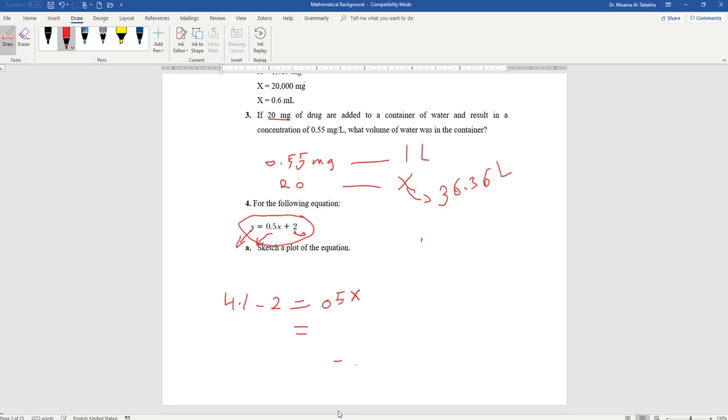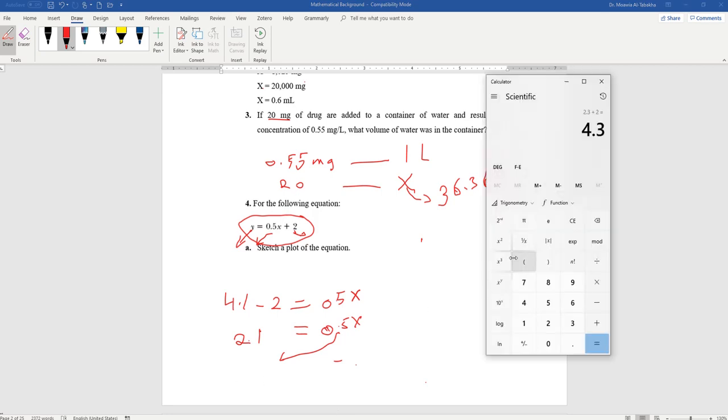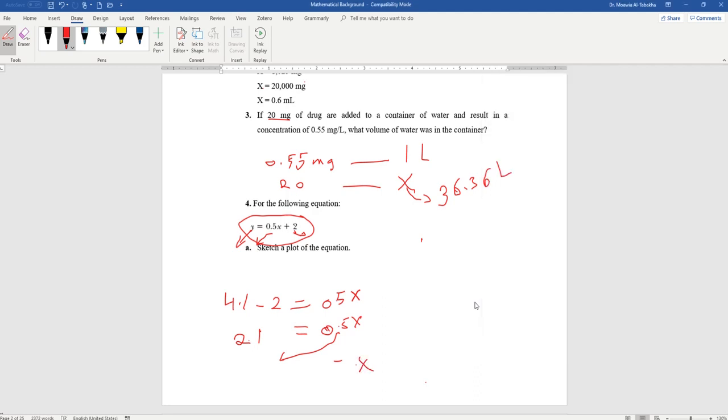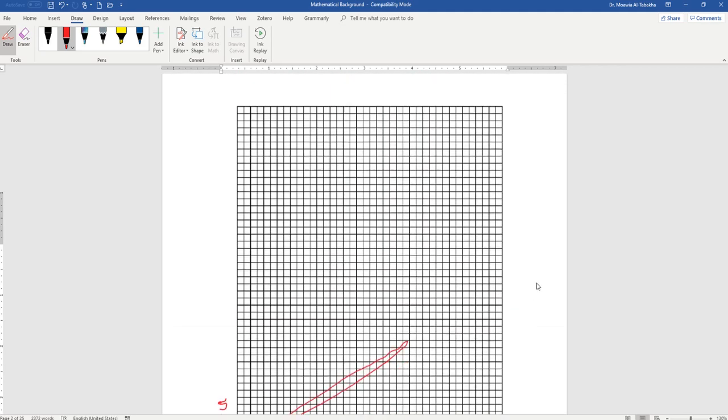So 2.1 equal to 0.5x. Now you put it here, so it will be 2.1 divided by 0.5, and this will give you x. 2.1 divided by 0.5 equal to 4.2. So x is equal to 4.2. Does it have a unit? No, because we don't know what the x's and y's are supposed to be. So we will leave it, okay?